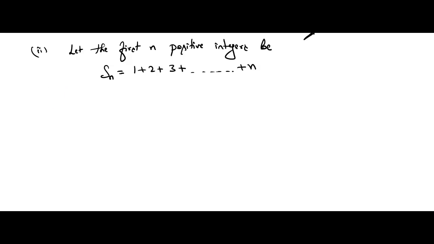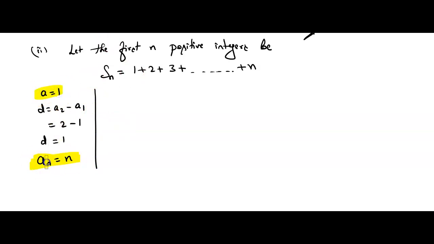Now here we can see what the first term is. First term is 1. Common difference is a2 minus a1. Second term 2 minus first term 1, so 2 minus 1 is 1. So common difference is 1. And what is the nth term? Nth term value is n. Here again we know the first term and we know the last term. Last term means nth term. Nth term is nothing but l. So we know the first term and last term.